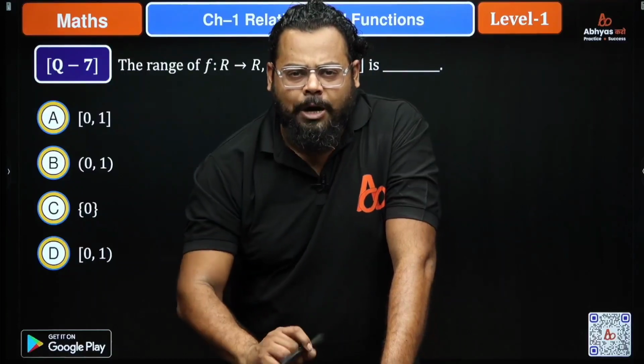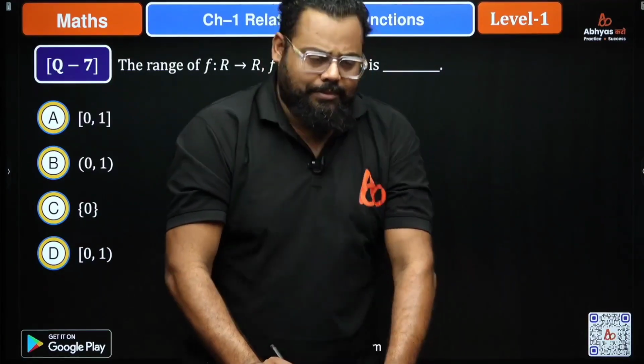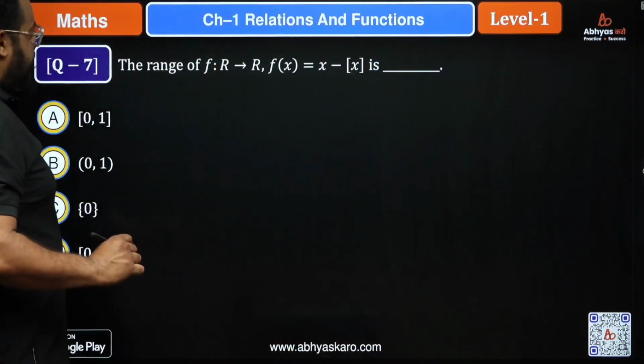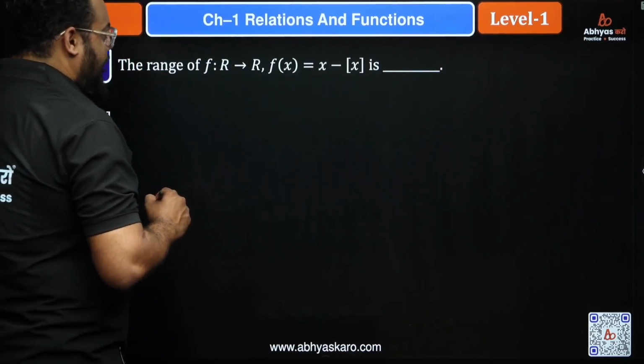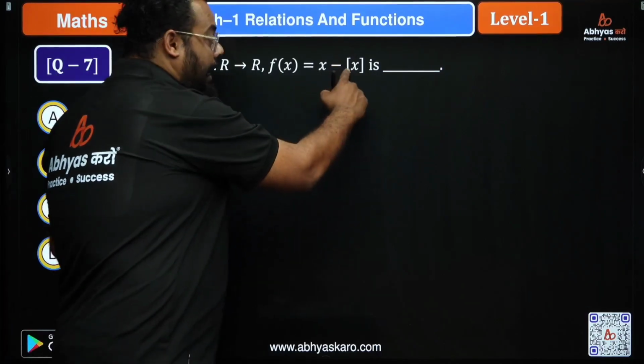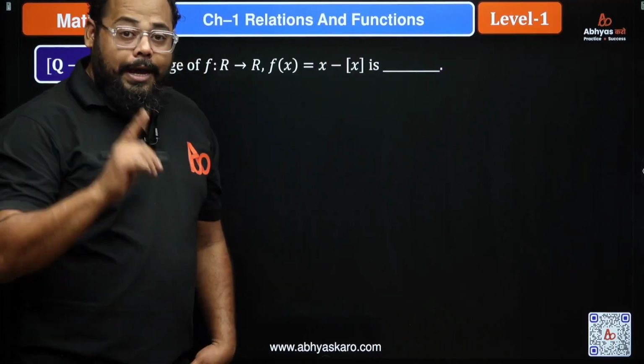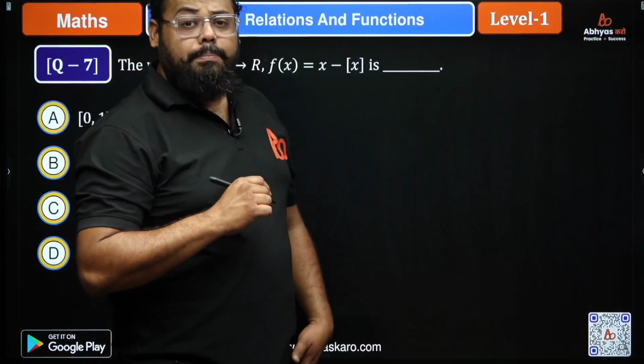Hello dear students, now we are going to see question number 7. Question number 7 deals with the range of f maps R to R. f(x) is equal to x minus integer part of x. Integer part of x is a very important function.